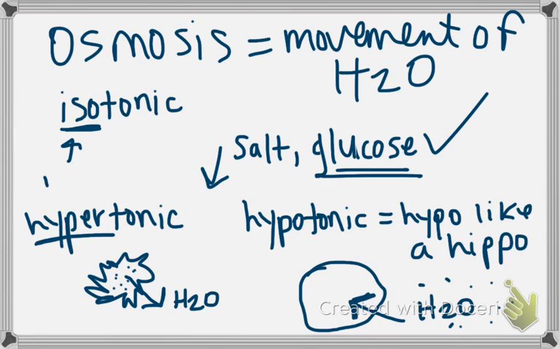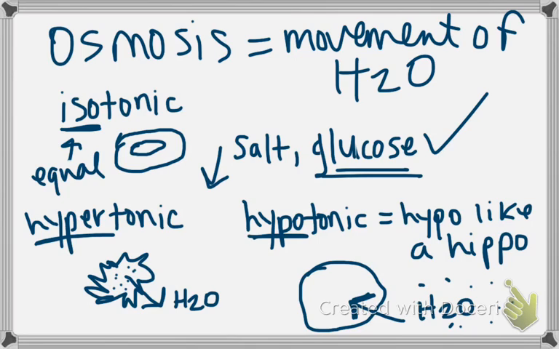Iso means equal. That would mean that your cell is kind of like, if we're talking about your red blood cells, a nice normal donut shape. So isotonic, it's kind of in the middle. Hypotonic, big like a hippo, swollen, gonna probably burst. Hypertonic, all the water left. You can also say that this kind of looks like a raisin. These are raisin cells. Think about little raisins. They're dried, sad little grapes.